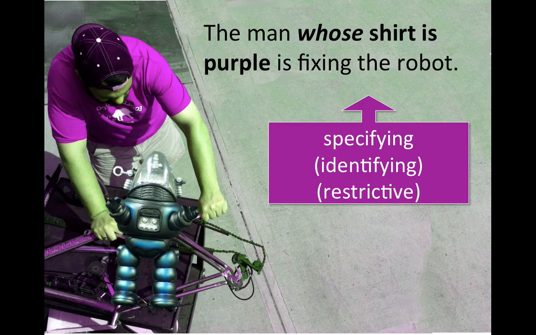All of our examples so far have been specifying or identifying, or sometimes you'll hear these called restrictive as well. This is because we're specifying which of the two men we're talking about. Which man? The man whose shirt is purple is fixing the robot. So we're specifying the man, we're identifying which one. The reason this is called restrictive is because we're restricting the possible men we can be talking about to the one with the purple shirt.